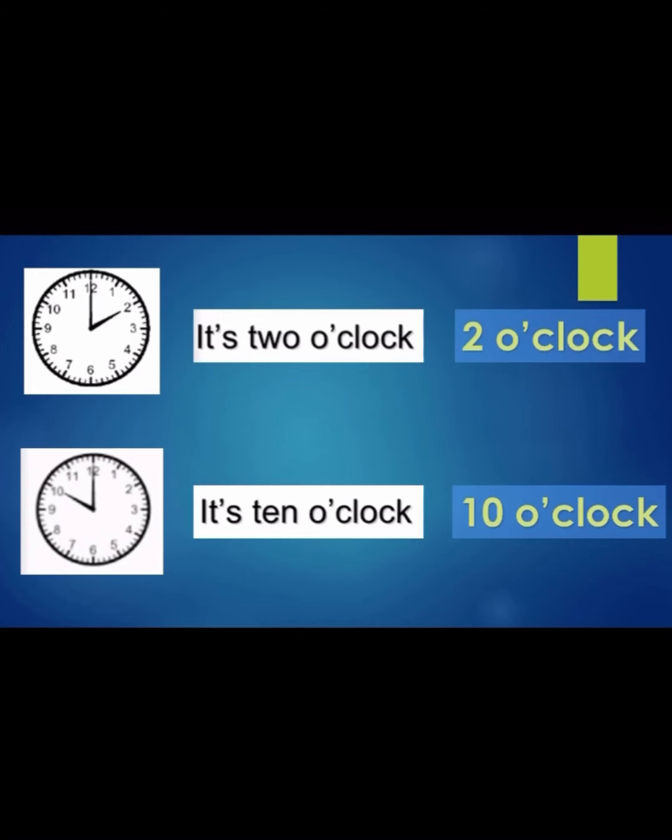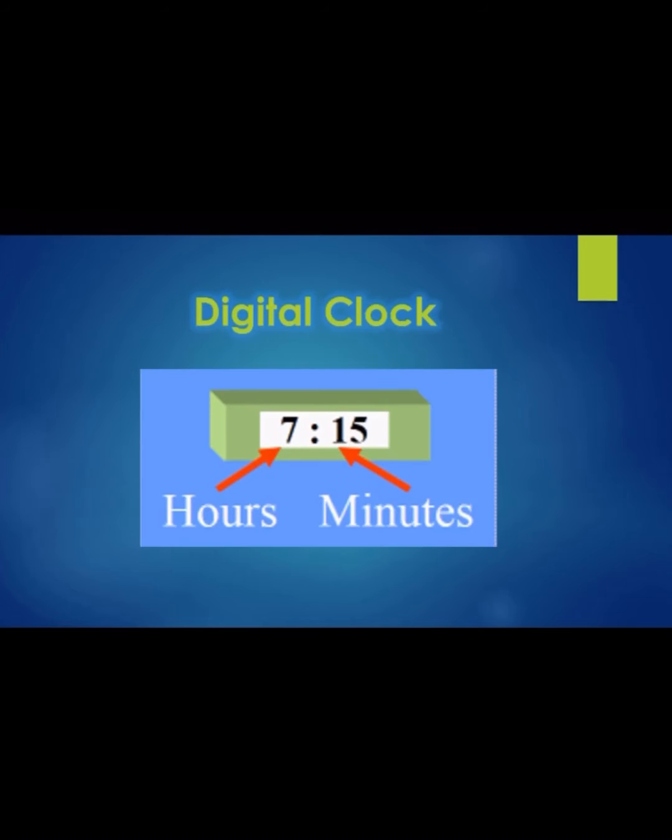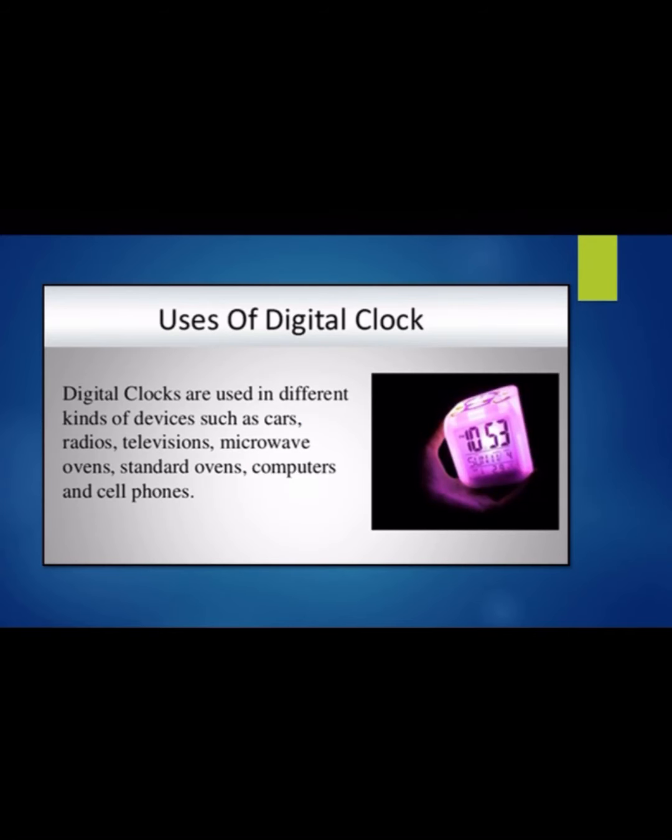Perfect. Now let's talk about the digital clock. A digital clock shows us time using digits. On the left hand side, it shows hours, and on the right hand side, it shows minutes. Digital clocks are used in different kinds of devices such as cars, radios, televisions, microwave ovens, standard ovens, computers, and cell phones.